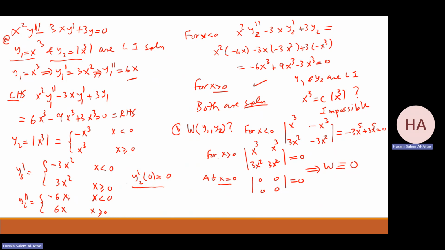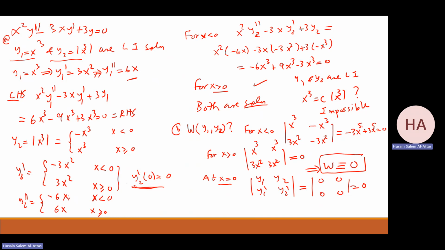Let me do it this way. At x equals 0, I have y1, y1 prime, y2, y2 prime. What is y1 at 0? y1 at 0, x cubed, will be 0. Derivative of y1, 3x squared, that will be 0. y2 at 0 is 0. y2 prime at 0 from here is 0. So this is 0. So I have the Wronskian is identically 0.